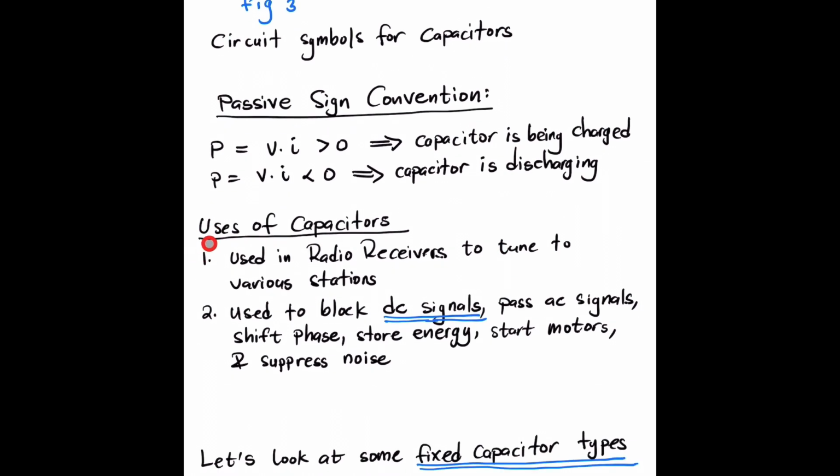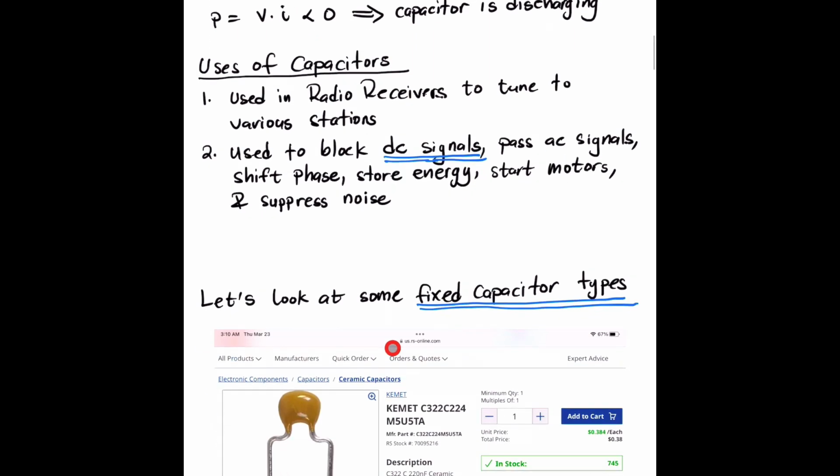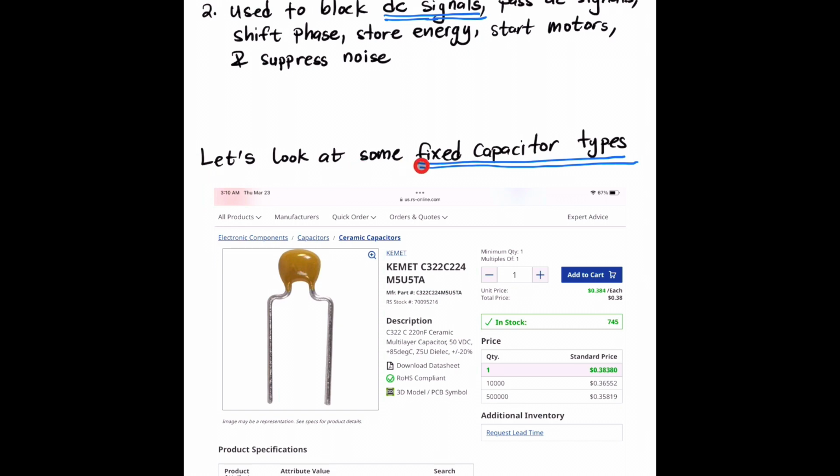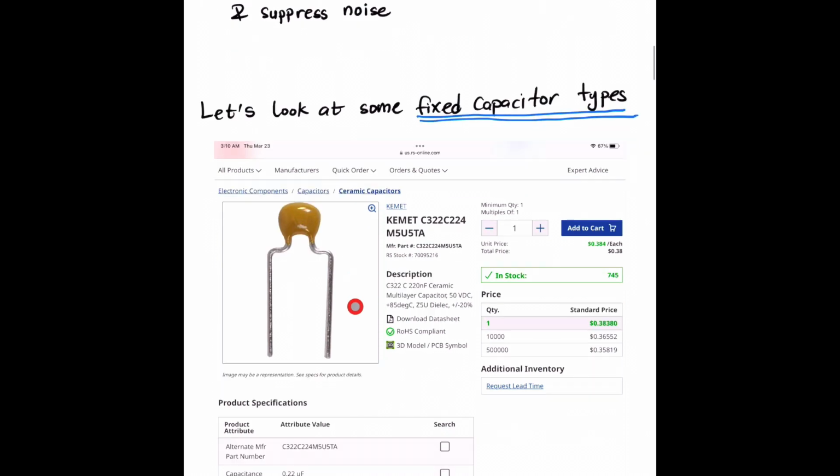And some uses of capacitors. Number one, they are used in radio receivers to tune to various stations. And number two, they are used to block DC signals, pass AC signals, shift phase, store energy, start motors, and suppress noise. All right.